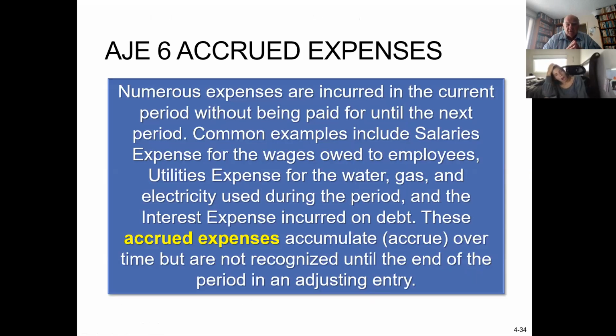Okay, so that was a look at some of the deferred items, I think. We just went through the deferreds where money changed hands, but nobody did anything. And they're calling a depreciation expense a deferred as well, okay? Accrued expenses, numerous expenses are incurred without being paid until next month. Salaries expense, utilities, electricity. These accrued expenses accumulate or accrue over time, but are not recognized until the end of the period in an adjusting entry.